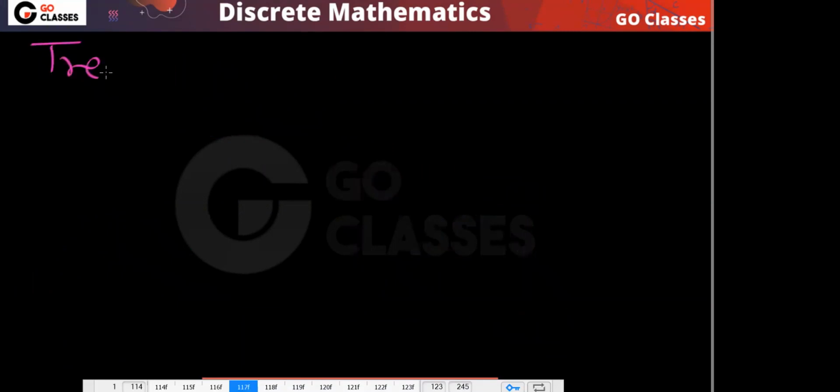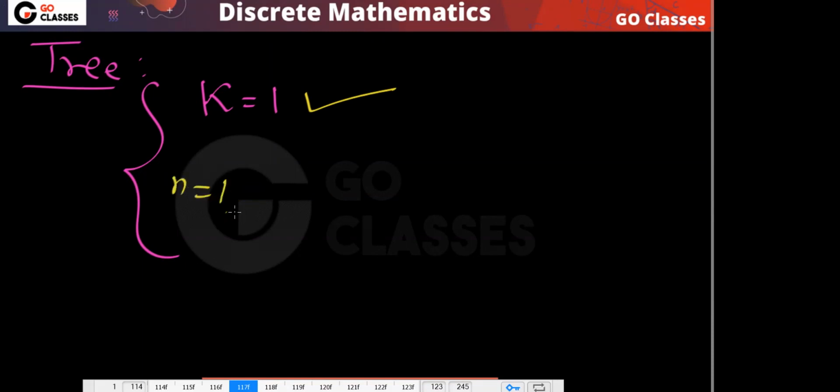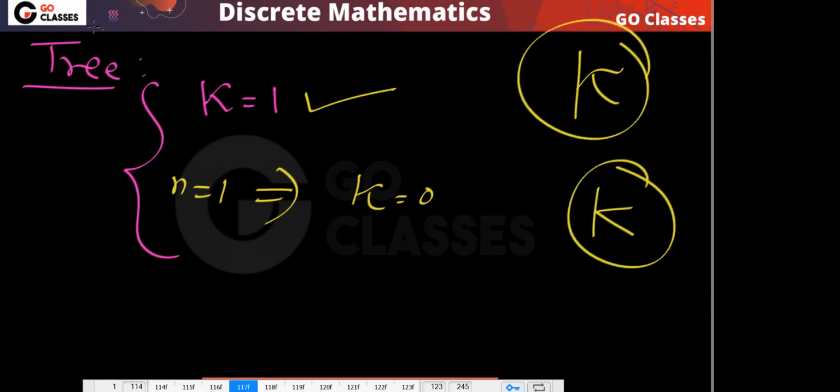And for a tree, what is the kappa? For a tree, kappa is equal to 1. But remember, if you have only a single vertex, if n equal to 1, then kappa will be 0. So this is how you can write the kappa. This is your K and this is your kappa.